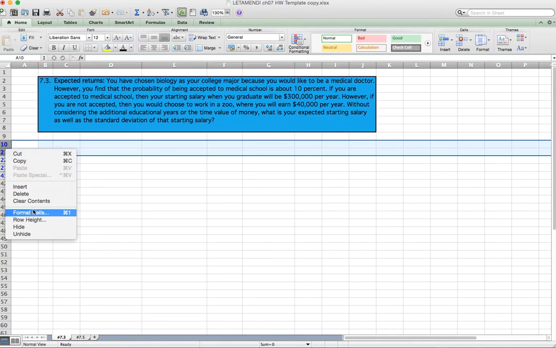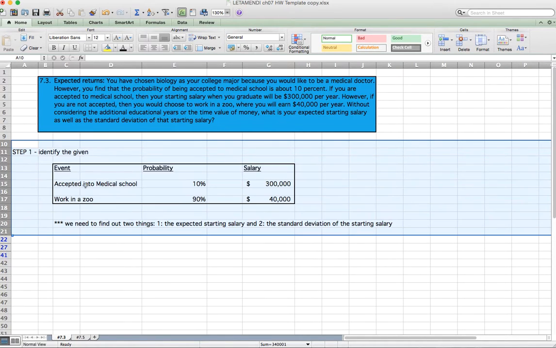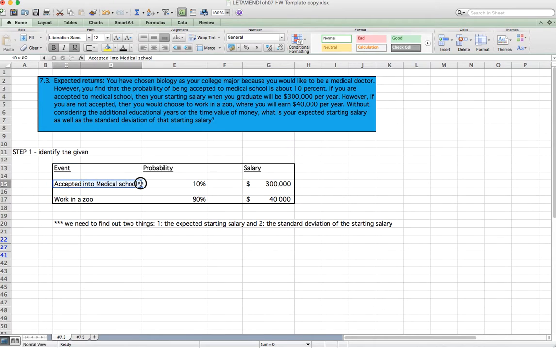All right, so let's unhide this. The first thing that we're going to do, as always, is identify the given. So here we have two events: accepted into medical school and then working in a zoo. So the probability of getting accepted into medical school is 10% with a salary of $300K. You wish, but that's what the problem says. And working in a zoo, probability is 90%. So there's a 90% chance that we can work in a zoo, and the salary is $40,000.